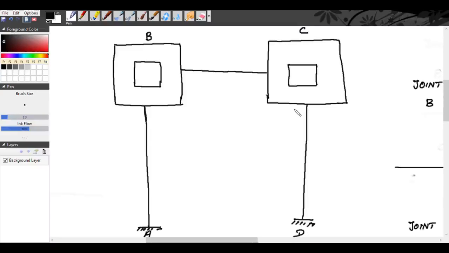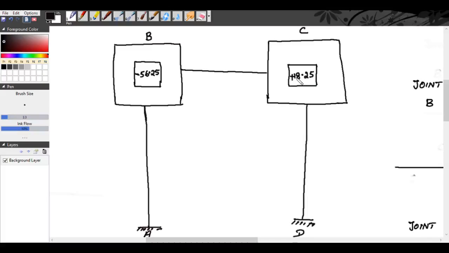Now, inside the smaller box, we will write the resultant restraint moment which we have obtained in our fourth step. So resultant restraint moments are for joints B and C. So the resultant restraint moment is minus 56.25 for joint B, and for joint C it is plus 18.75. So we have obtained this in our fourth step.